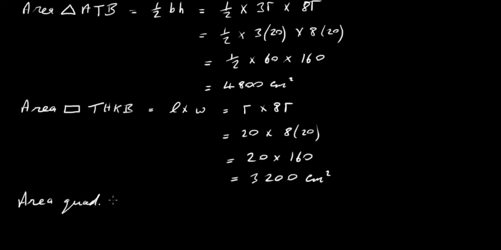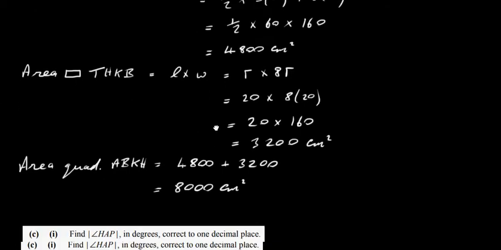So therefore the area of our quadrilateral, the quadrilateral was ABKH, is just going to be 4,800 plus 3,200. That gives me a total of 8,000 centimeters squared. And that's that part of the question done.